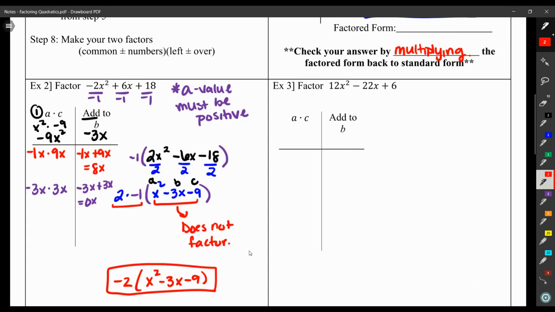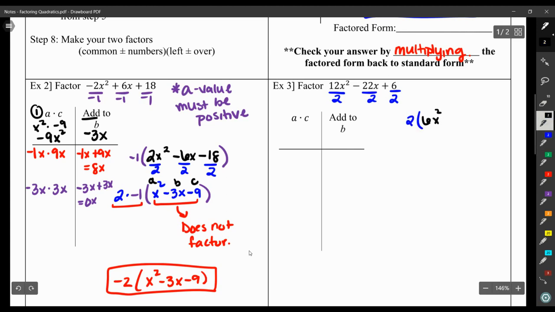Now let's look at example 3. I'm going to help you start it, and then I want you to do some pieces on your own. So 12x squared minus 22x plus 6. First and foremost, see if you can divide a number out. In this case, we can. We can divide out a 2 from all of these. So the 2 will stay on the outside, and we have 6x squared minus 11x plus 3 left over.